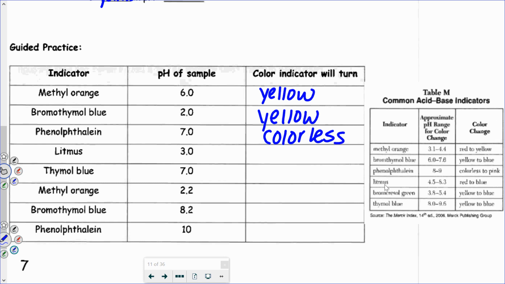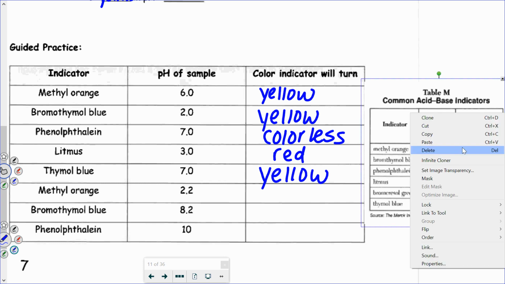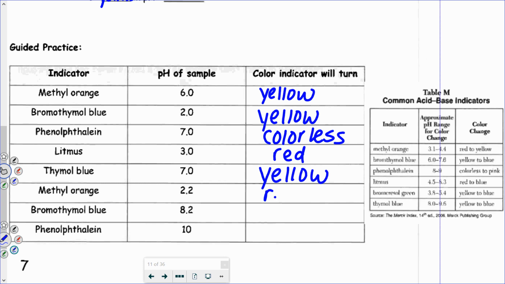Litmus paper at a pH of 3. Here's litmus. 3 is less than 4.5, so it's less than the number on the left, so it's the color on the left. It's red. Thymol blue at a pH of 7. Here's thymol blue. 7 is less than 8, so it's less than the number on the left, so it's the color on the left, so yellow. Let's do methyl orange at 2.2. That's less than 3.1, so it's going to be red because it's less than the number on the left. It's the color on the left.